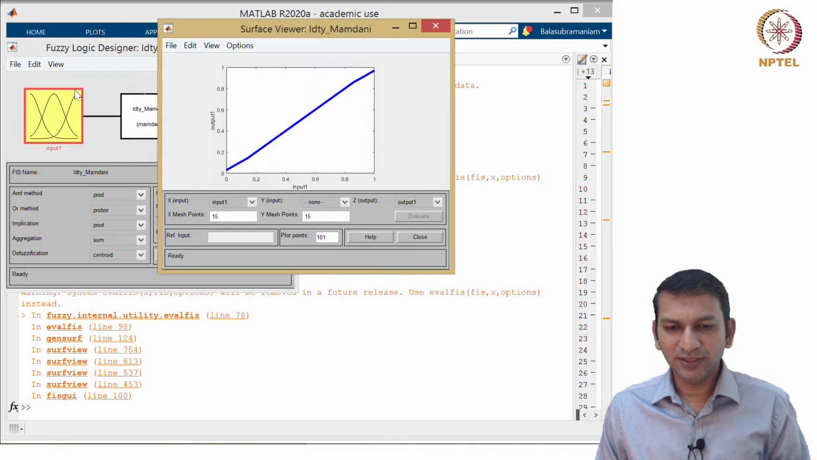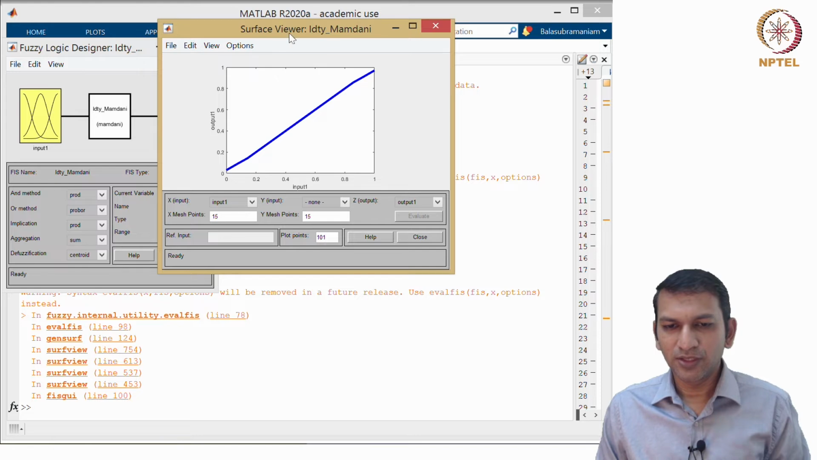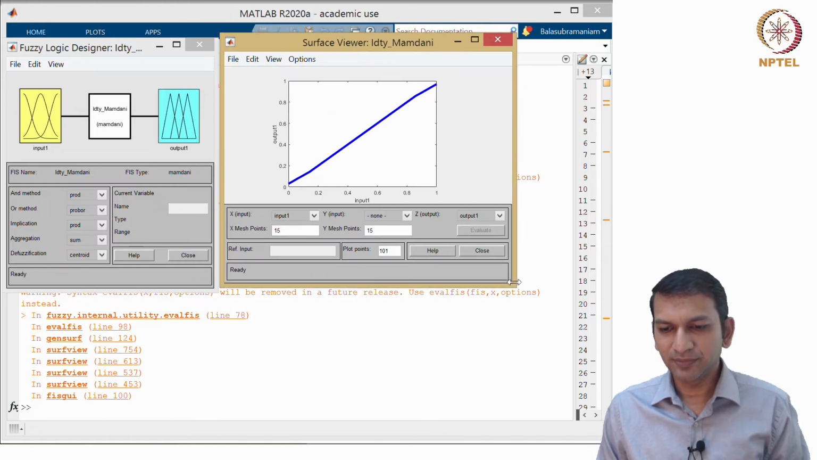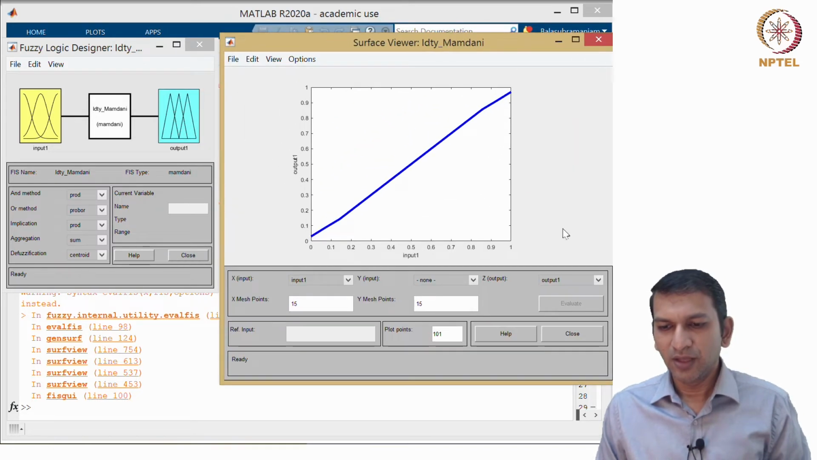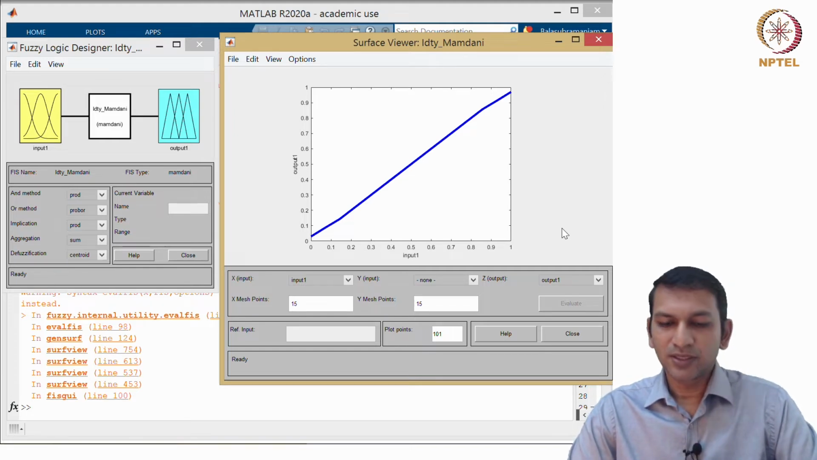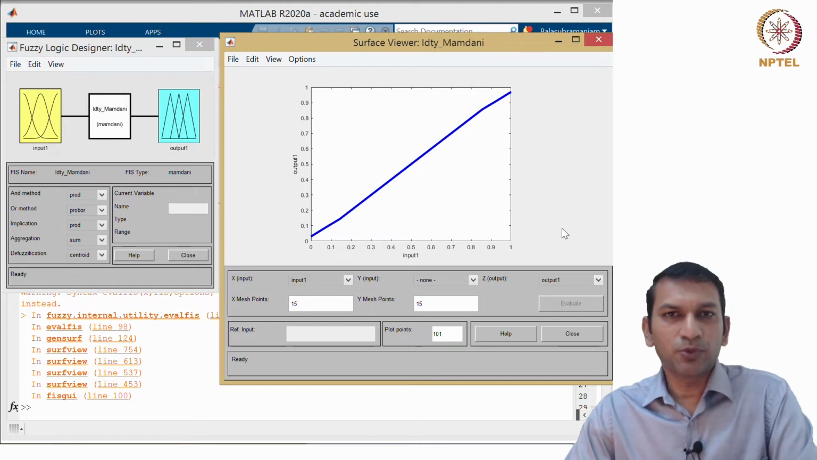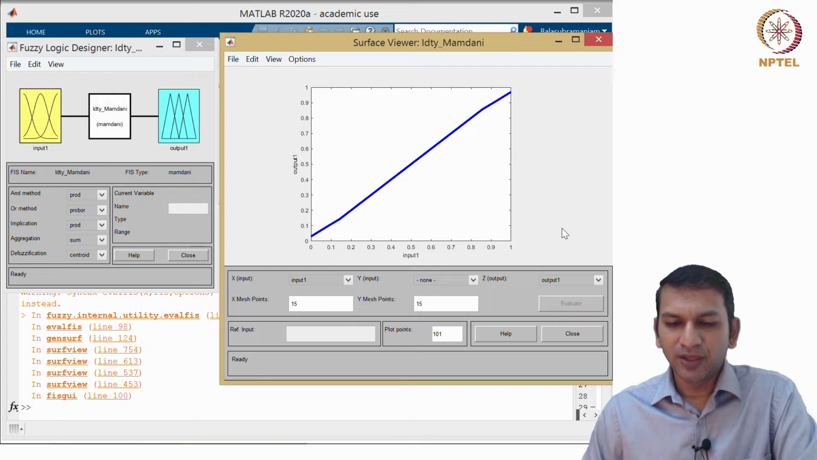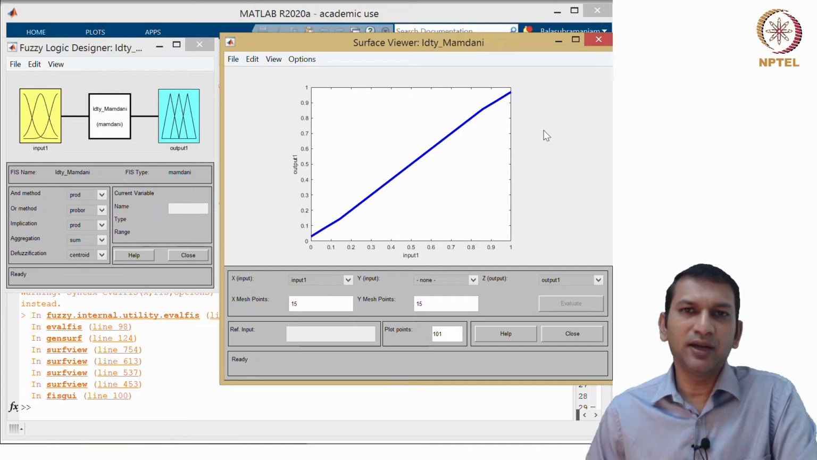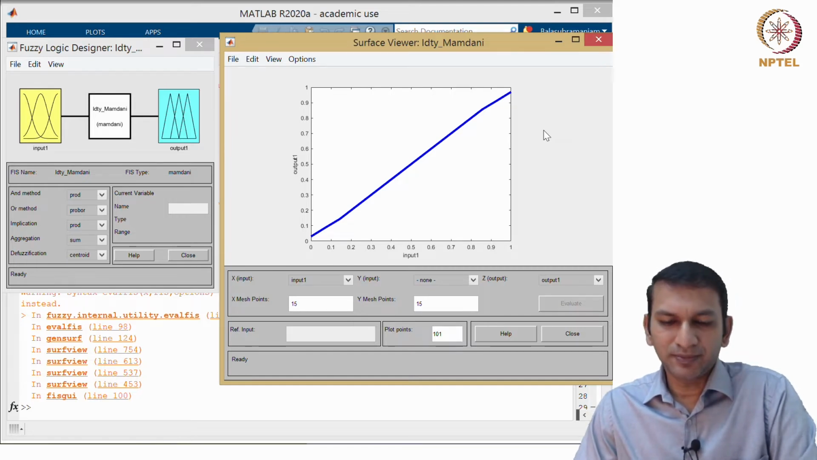If you look at the surface, this is how it would look. It's a function from 0, 1 to 0, 1. Now, when we look at the output of this fuzzy system, what we wanted to approximate was the identity function. And as you can see from the graph of this function, it is quite close to being the identity function. But there are also a few other properties that we can actually see here.